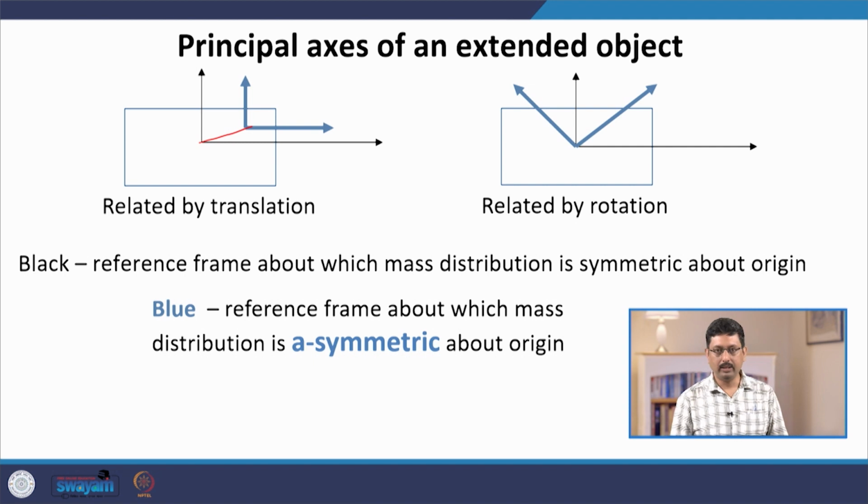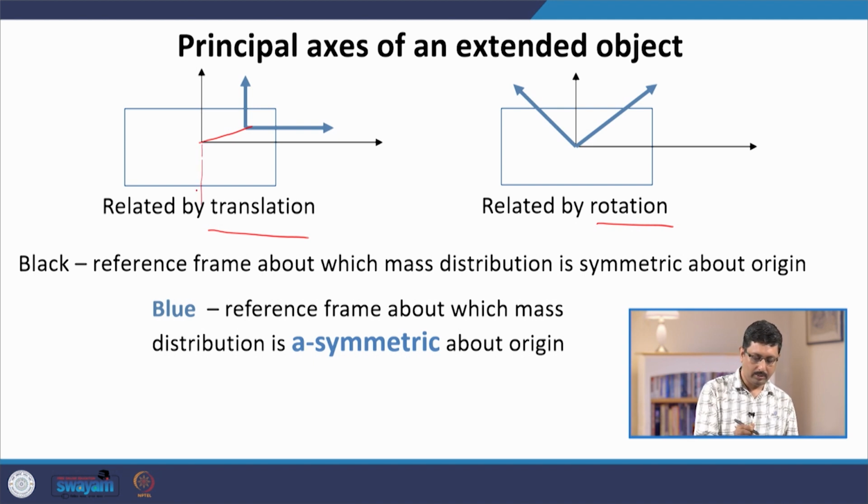In the right hand figure, the origins are the same, and if you want to convert from the black to blue coordinate system or vice versa, you have to do a rotation. So, in the left figure you have to do a translation, and in the right figure you have to do a rotation.